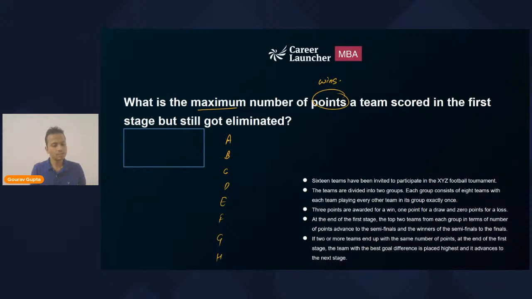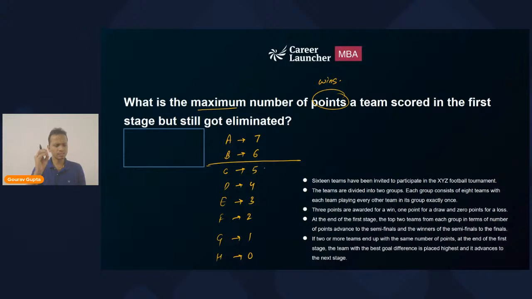Now, working on this, I'll start by assuming that A won all its matches. So these are the number of wins that I'm writing. B won all the remaining 6 matches. C won 5, then 4, then 3, 2, 1, and 0. Now I know that the top 2 teams will qualify. So if this particular thing happened, then A and B will qualify, and C with 5 wins, 5 multiplied by 3, that means 15 points, will get eliminated.